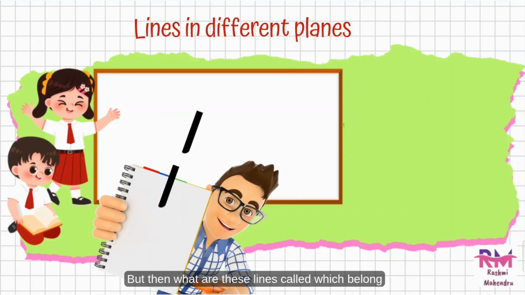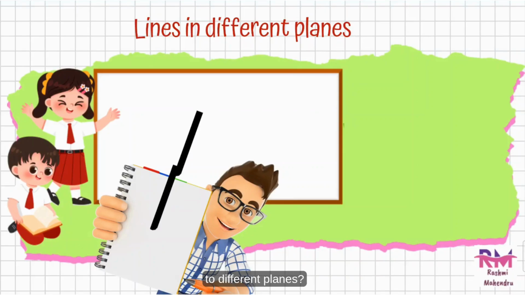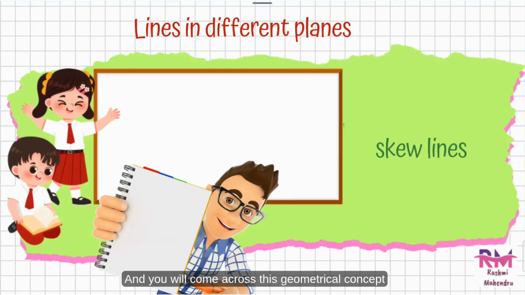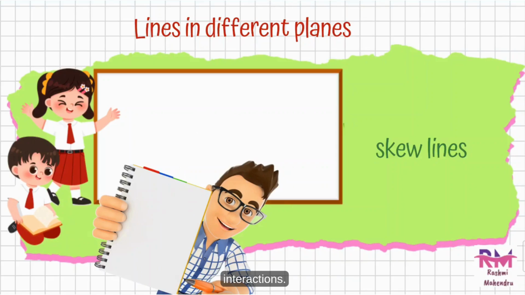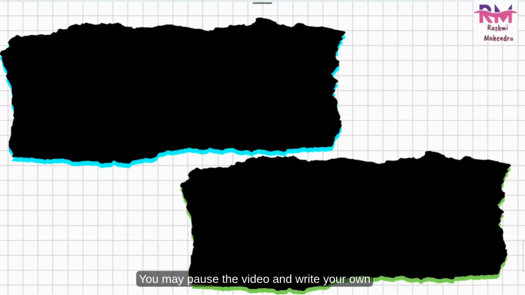But then what are these lines called which belong to different planes? They are called skew lines. And you will come across this geometrical concept very often while dealing with line interactions. This brings us to redefining parallel and intersecting lines. You may pause the video and write your own definition.